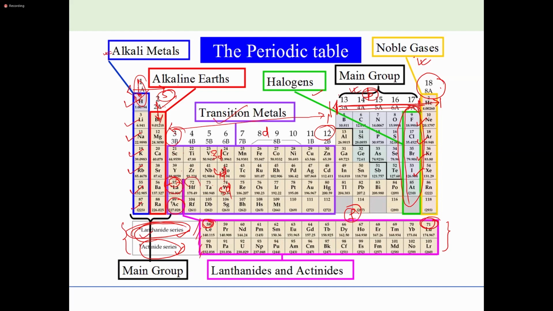Then from 72, the transition metals start again. The second thing is the actinides, 90 to 103, these elements are called the actinide series. Then from 104, the transition metals start again. So here different types of metals and elements are present. First is the alkali metals, this is the alkaline earth metals, this is the transition metals, the halogens, this is the main group, this is the noble gases, and these are the lanthanides and the actinides.